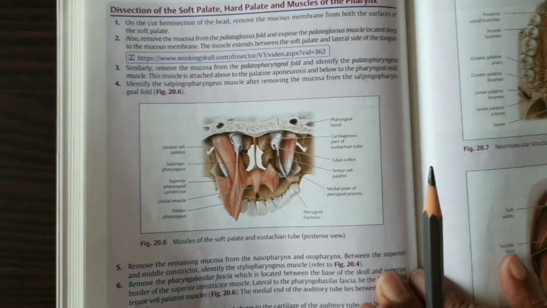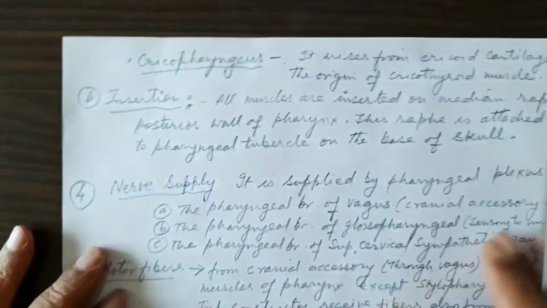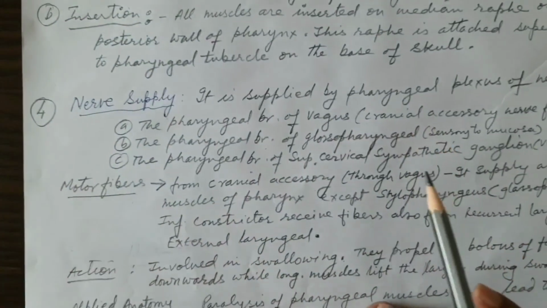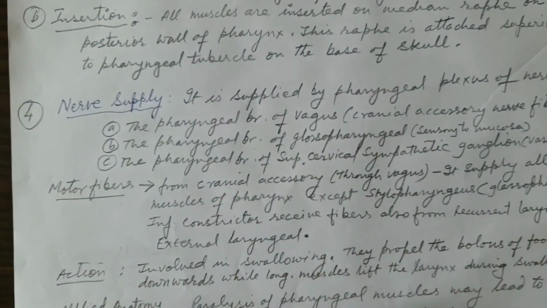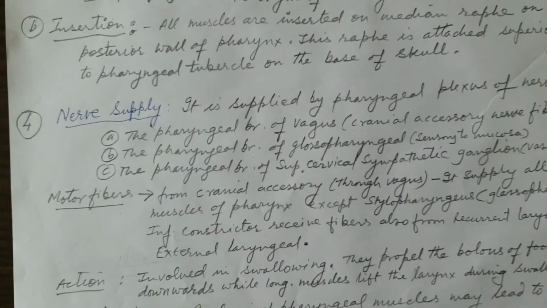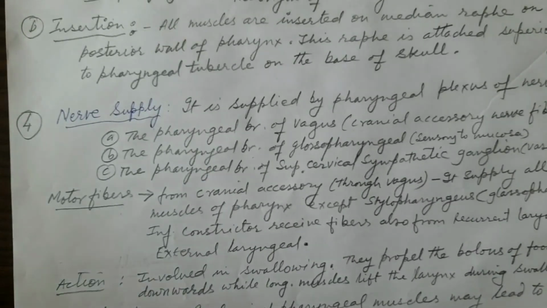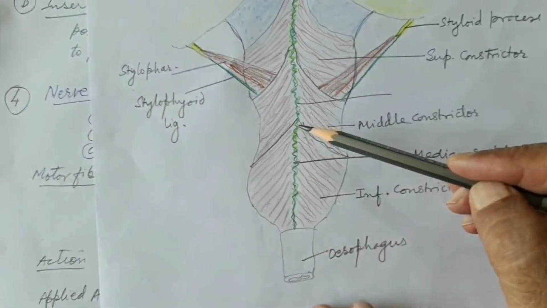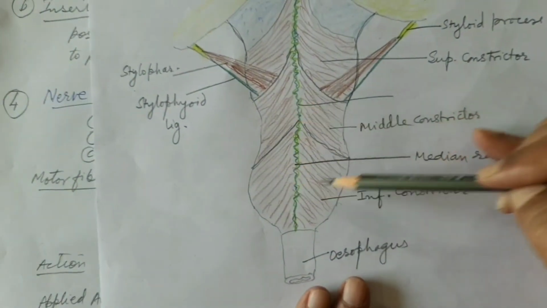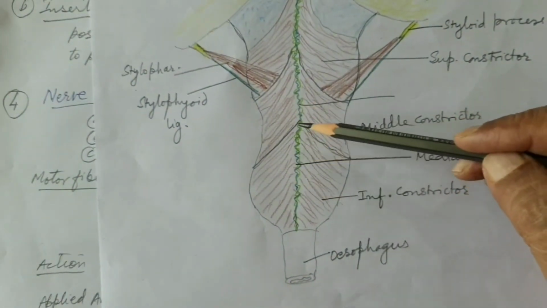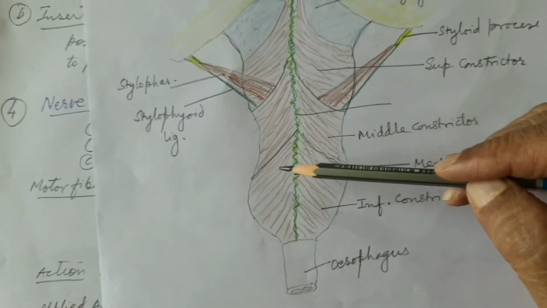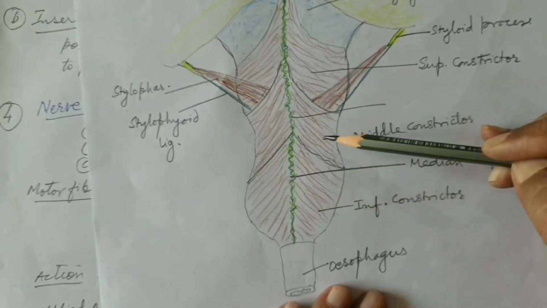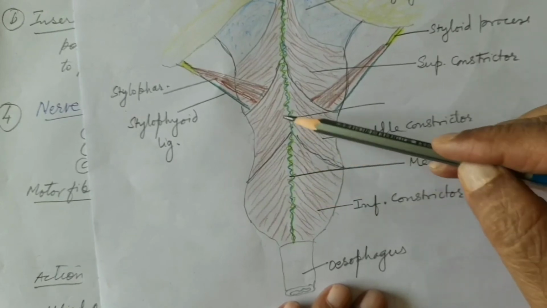Now I will come to the nerve supply of the pharyngeal musculature. The pharyngeal muscles are supplied by the pharyngeal plexus of nerve. I told you where this pharyngeal plexus is located: posteriorly, on the posterior surface of the muscle, between the muscle and the buccopharyngeal fascia.